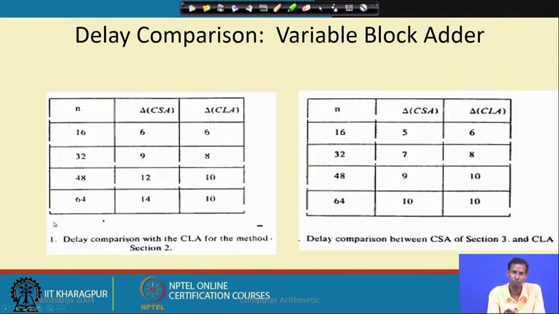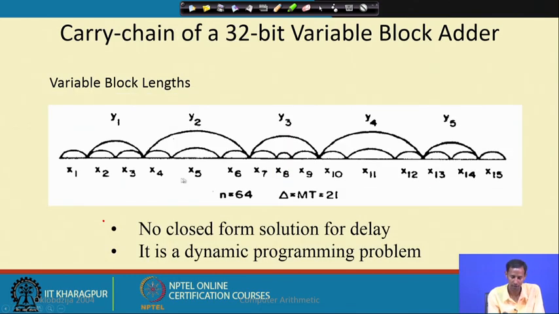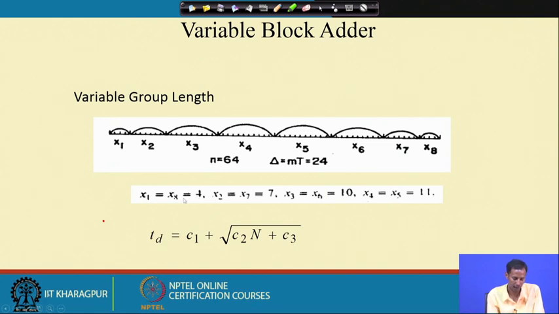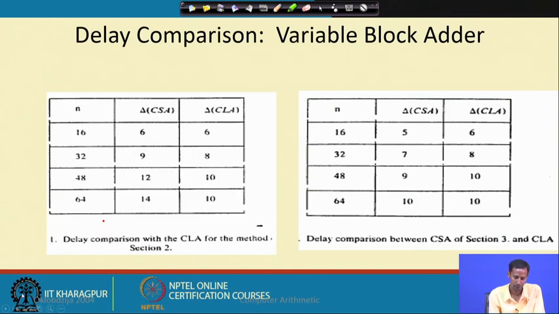So, if I compare the delay of the variable block adder for this carry skip adder, if I consider this n as 16, and this is for the carry look ahead adder. For 32 the delay in carry skip adder is 9, and in the carry look ahead adder is 8. So, this is the delay comparison with CLA for the method used earlier, what we have seen, in this fashion, or in this fashion.